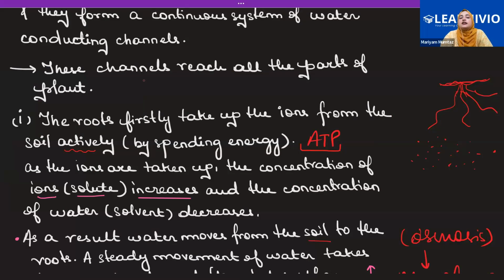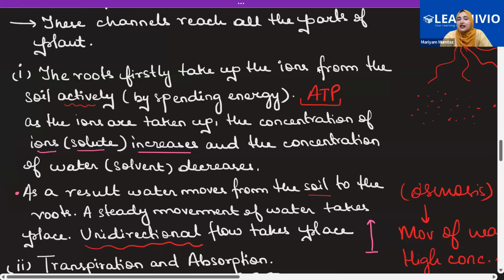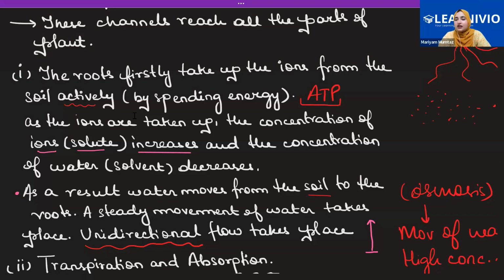First of all, the roots are going to take up the ions from the soil actively. They will actively transport the ions into them. Active transport means they will spend energy and then take up the ion. Now, once the ion comes into the root, the concentration of the solute increases because ions are solutes only, right? It is going to increase and the water is decreased, it's less. So this creates a gradient, isn't it?